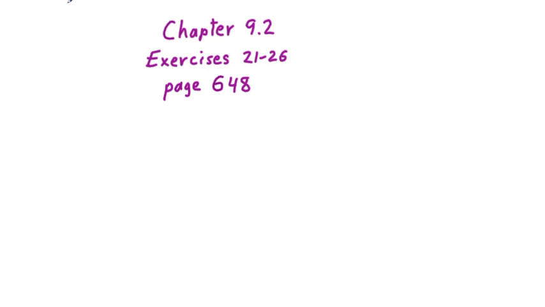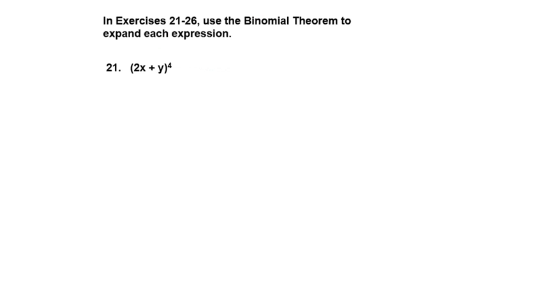This is chapter 9.2, exercises 21 through 26. This section 9.2 in our book has to do with binomial expansion, the binomial theorem, and this set is just a continuation of a couple videos that I made a little earlier. In this case, we're going to do the odd number problems 21, 23, and 25.